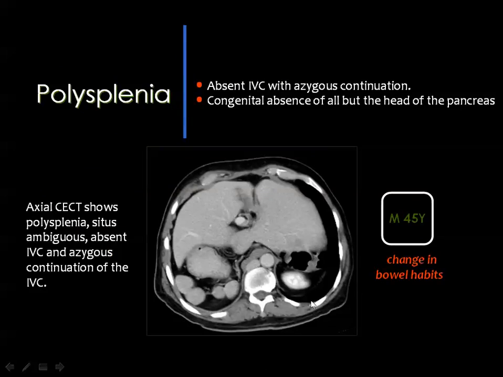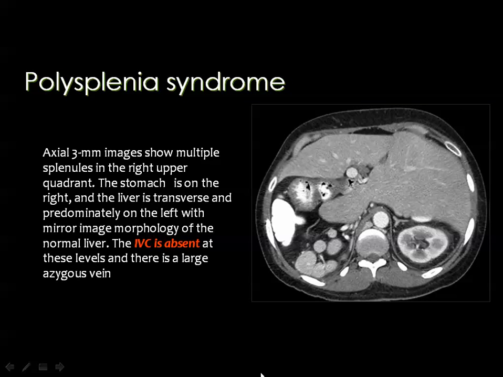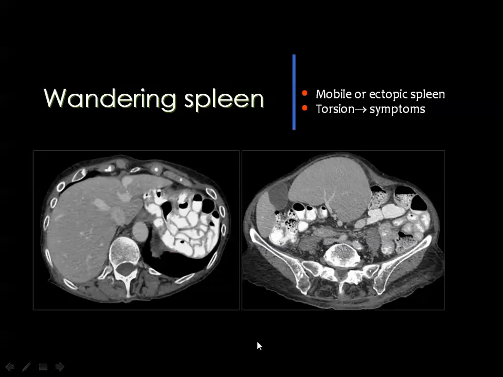This is the case of polysplenia. You see the multiple spleens, which are located now in the right hypochondrium, and the liver is in the middle of the abdomen, and there is no IVC, and there is continuation of the IVC by the hemiazygos vein. And another case of polysplenia syndrome: you see multiple spleens in the right hypochondrium, the liver is in the middle part of the abdomen, and the IVC is absent, and instead there is the azygos vein.